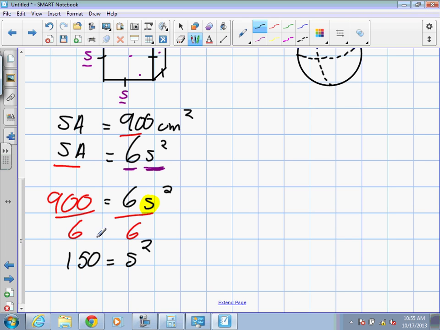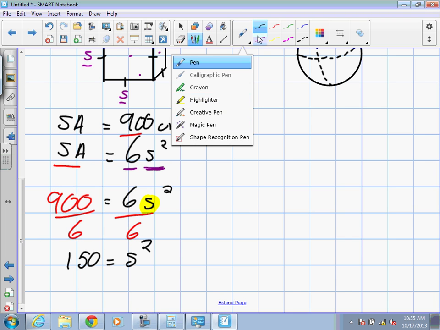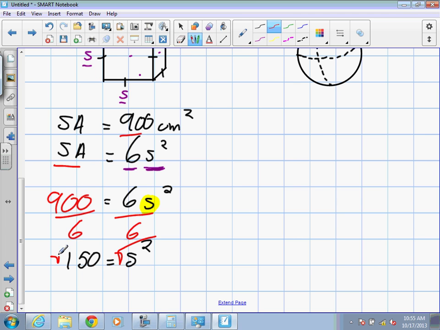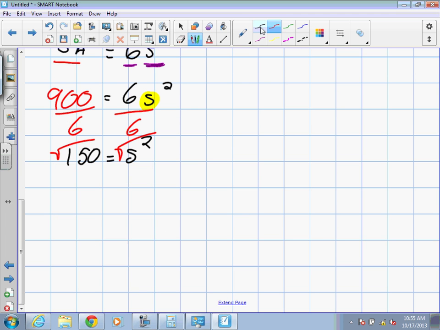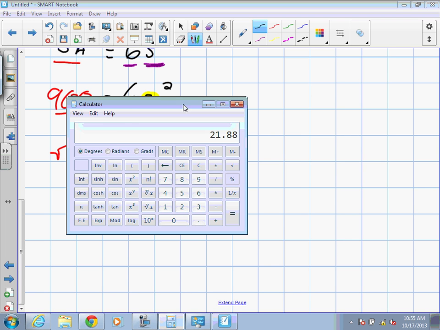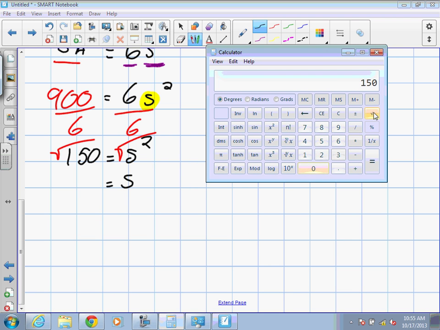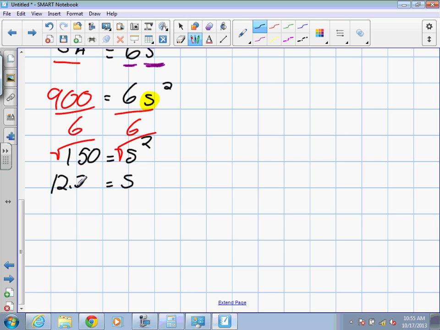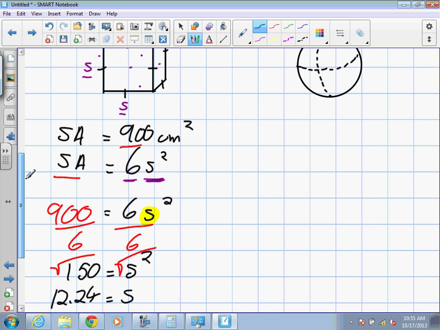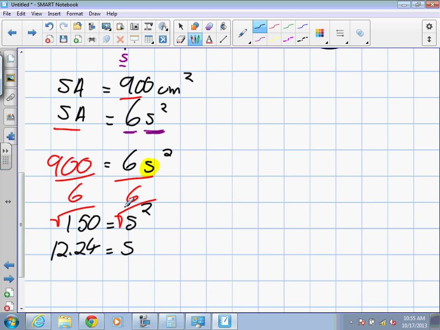We still haven't isolated for s. In order to get s by itself, we need to square root both sides, because it's a power of 2. So we have s equals the square root of 150. Kieran, can you do that in your head? 12.24. Very good. Good estimate. That was awesome. So 12.24. Did I give us a unit of measurement? Yes, centimeters. So each of the sides of our cube needs to be 12.24 centimeters in length.